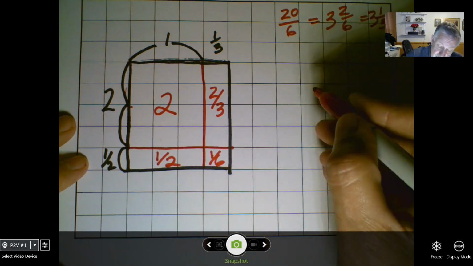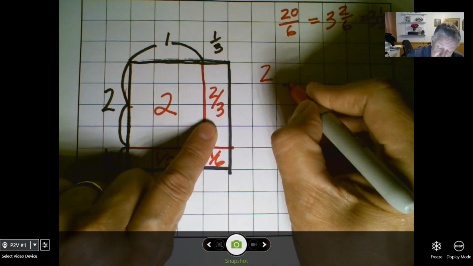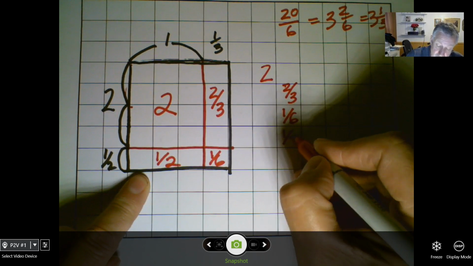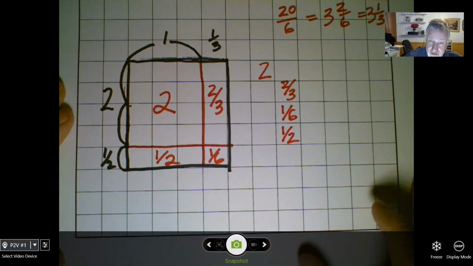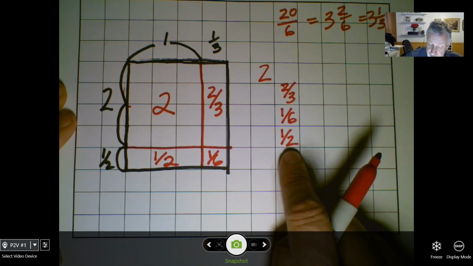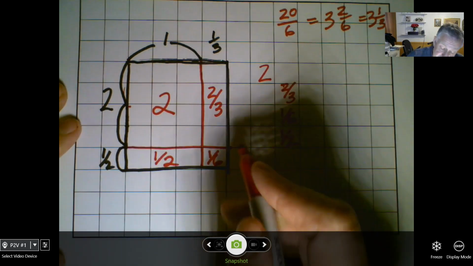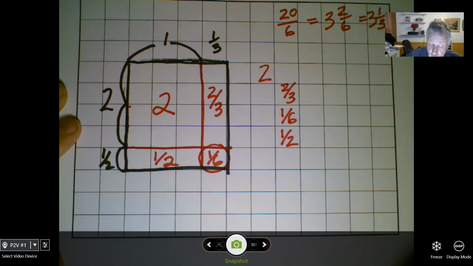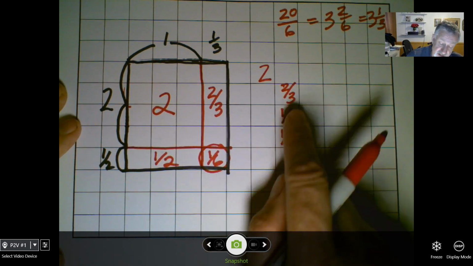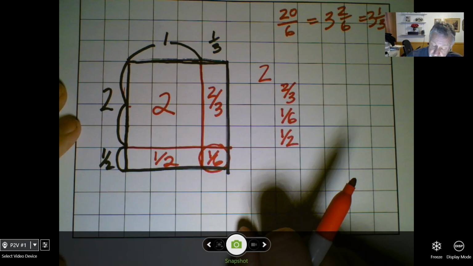Now, I'm going to do that over here. I'm going to say, okay, here we have 2, and here we have 2/3. Here we have 1/6, and here we have 1/2. The problem with adding this is we need a common denominator. Okay? And we've got 3 different denominators that we're working with. But the nice thing about this method is we're always going to find our greatest common denominator in this corner box right here. Our greatest common denominator that we're going to need is 6. So if we can change each of these fractions into a representation of 6, then we can add them all together and come up with our answer.